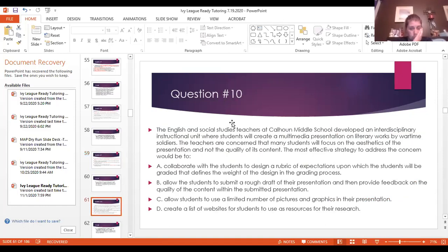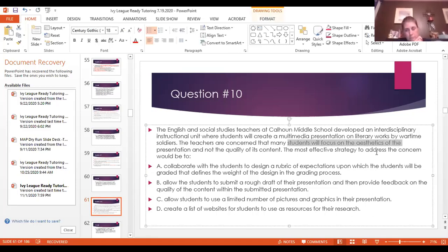This is our last one. So the English and social studies teachers at Calhoun Middle School developed an interdisciplinary instructional unit where students will create a multimedia presentation on literary works by wartime soldiers. The teachers are concerned that many students will focus on the aesthetics of the presentation and not the quality of its content. So this is what we need to focus on. Okay, so all the flashing lights, all the graphics, and not necessarily the message, in other words.